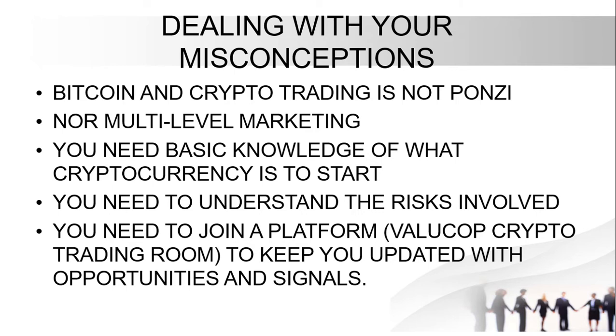A lot of persons hear Bitcoin and they think it's Ponzi or it's a multi-level marketing system. It is not. Bitcoin and cryptocurrencies are not Ponzi. They are not put 10k get 20k. They are not put 10k get 50k. They don't make you use 4k and become a millionaire overnight. It doesn't happen that way. There are strategies to this thing. In fact, any platform that promises you that, in the long run, you will see the true colors of that platform.